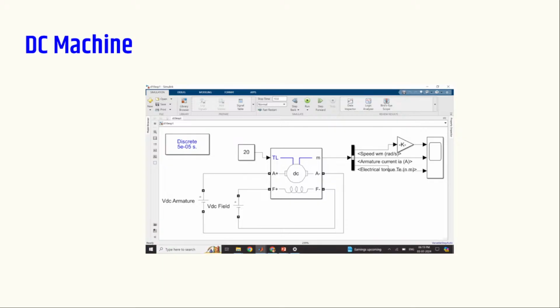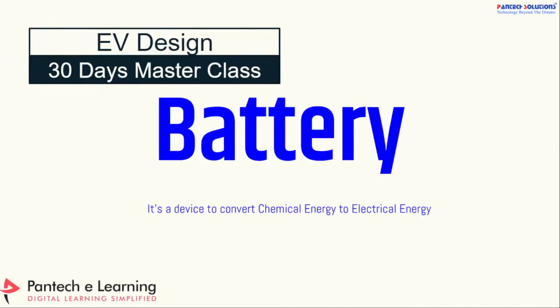So that's why we have to choose the main motor part. Here is the motor block available in MATLAB. We have different kinds for different applications. If you want in-depth knowledge, you can just contact us. Coming to the next part, the battery. Battery is the brain of the vehicle.